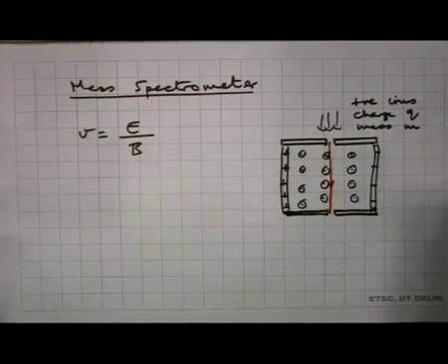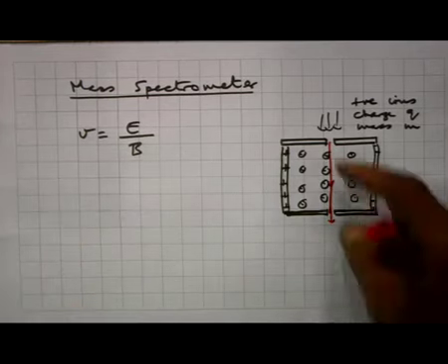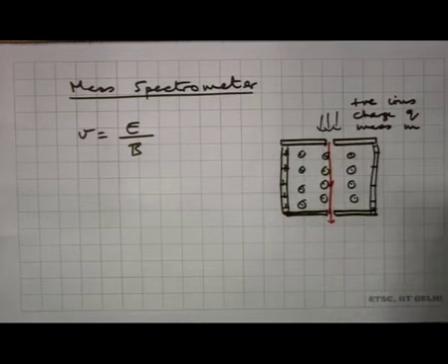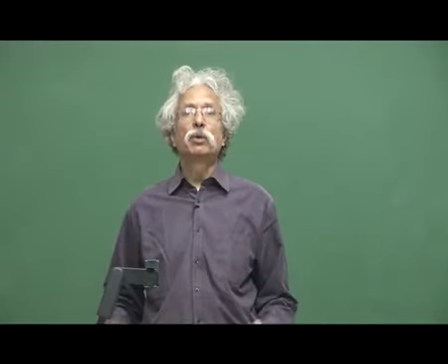These particles are coming out from here. Any particle whose velocity is different from this number will either be deflected more to the left or to the right and will not be able to pass through the slit. So this is, as I said, a velocity selector. It picks up those particles which have a velocity equal to E by B.